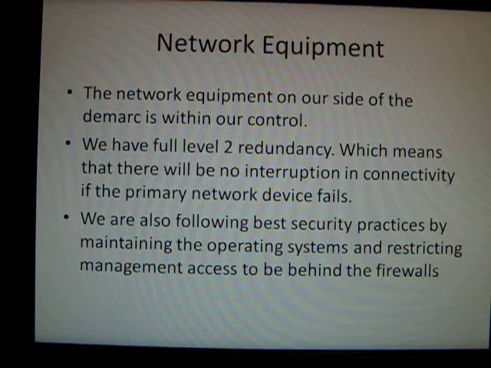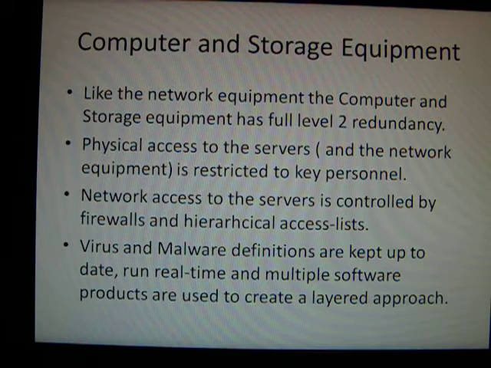Next, the network equipment. The network equipment on our side of the DMARC is within our control. We have full level 2 redundancy, which means that there will be no interruption in connectivity if the primary network device fails. We are also following best security practices by maintaining the operating systems and restricting management access to be behind the firewalls. Next, protecting computer and storage equipment.